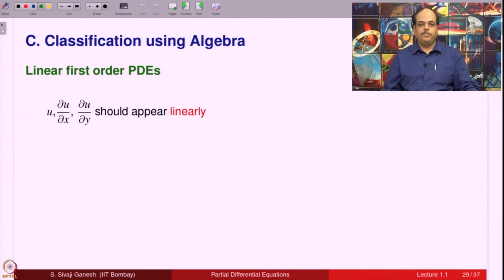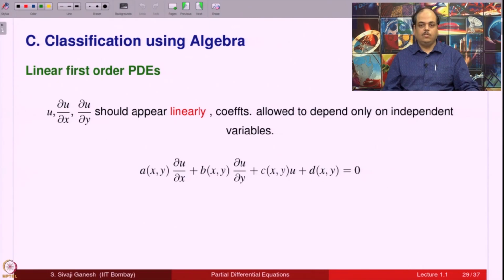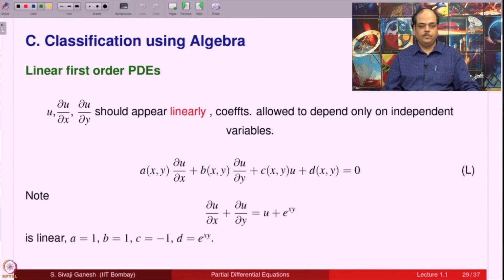So, linear first order PDEs means the unknown function and the first order derivative should appear linearly, that is coefficients are allowed to depend only on independent variables. So, they appear like this: a(x,y) ∂u/∂x plus b(x,y) ∂u/∂y plus c(x,y) u plus d(x,y) equal to 0. So, this is an example.